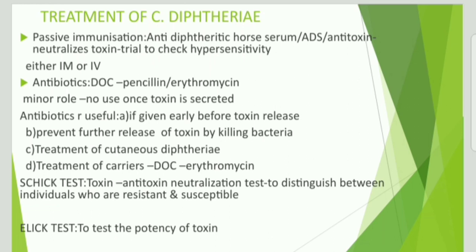Here you just remember two tests. It's the toxin antitoxin neutralization test, to distinguish between individuals who are resistant and susceptible. And the next test is the ELEK test. It is to test the potency of the toxin.